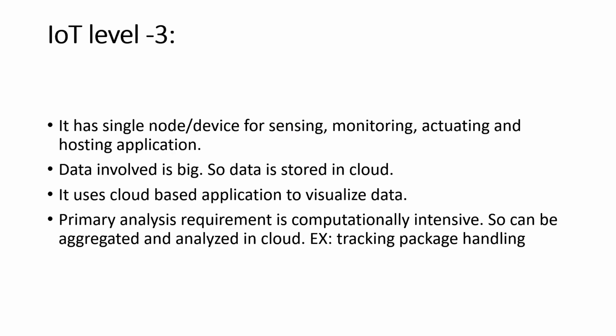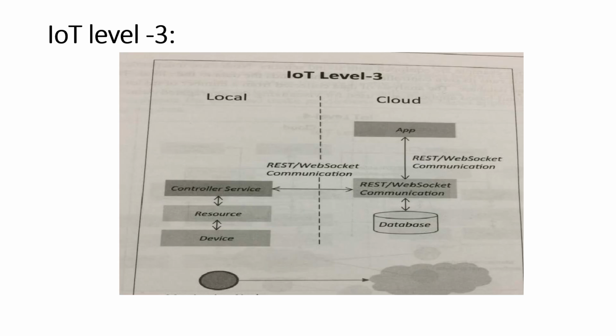IoT level 3. It has a single node device for sensing, monitoring, actuating and hosting the application. Data involved is big, so data is stored in the cloud. It uses a cloud-based application to visualize data. The primary analysis requirement is computationally intensive, so it can be aggregated and analyzed in the cloud. Example, tracking and package handling. Here you can see the IoT level 3 diagram. Here the device, resource and controller service are connected with the WebSocket communication. It is connected with the database and the application.